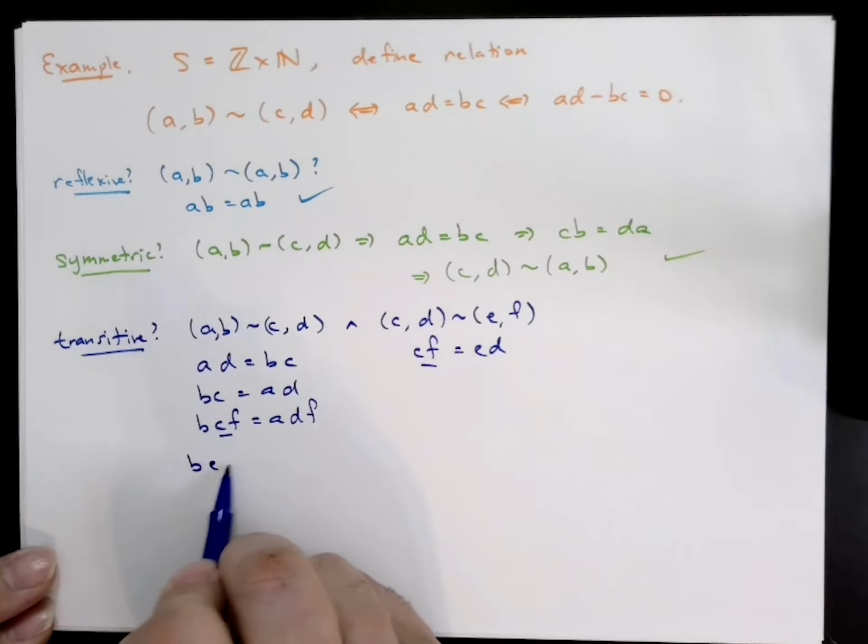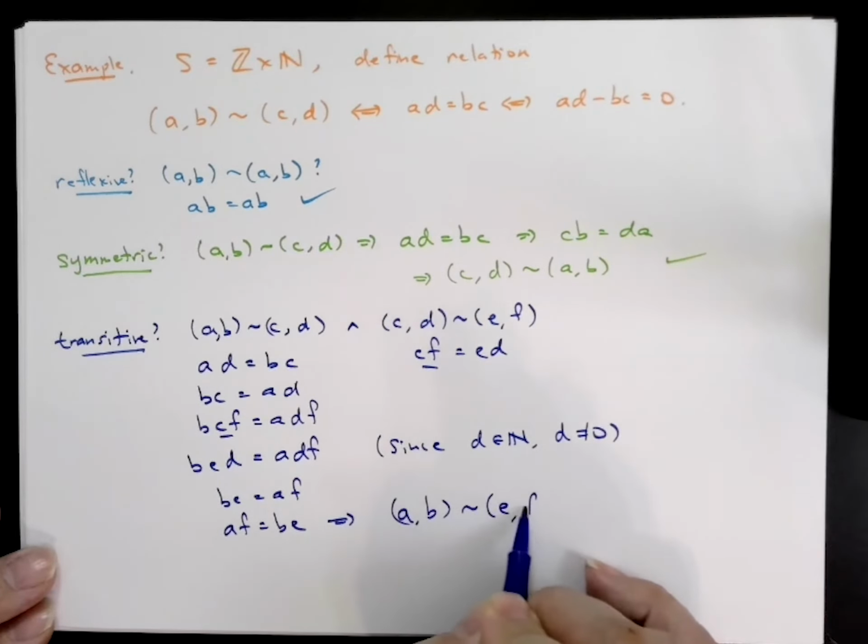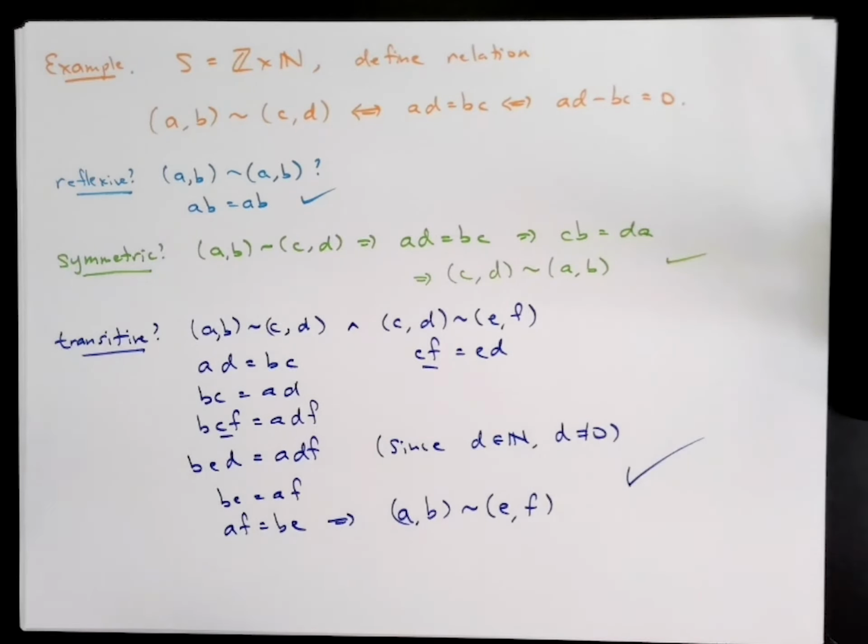And before we ask, do we know that we can cancel the D? Yes, we can. Remember, D was the second component of one of these pairs, and by definition, the second component is always a natural number, so it's not 0. Since we've gotten BE equals AF, that tells us that AB relates to EF, and we have proved transitivity. Since, as we have proved, this is an equivalence relation, the equivalence classes of this relation give rise to a partition.